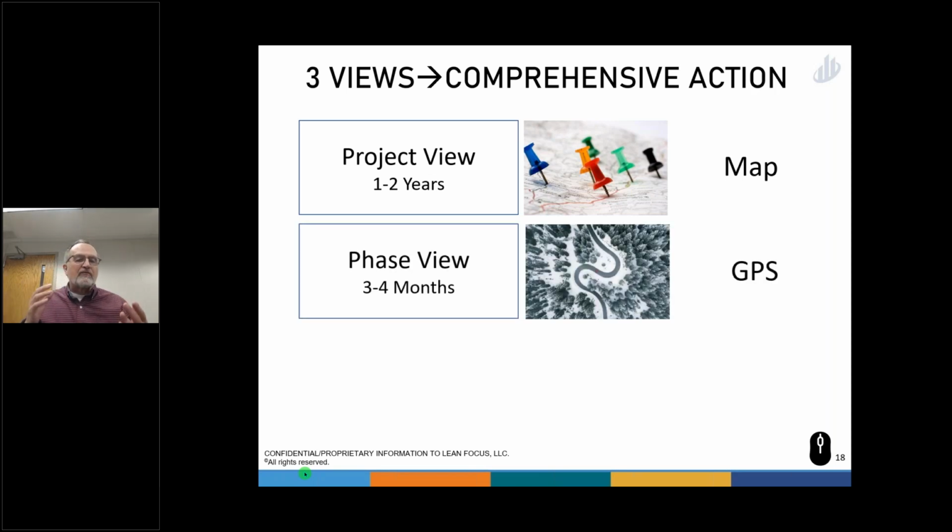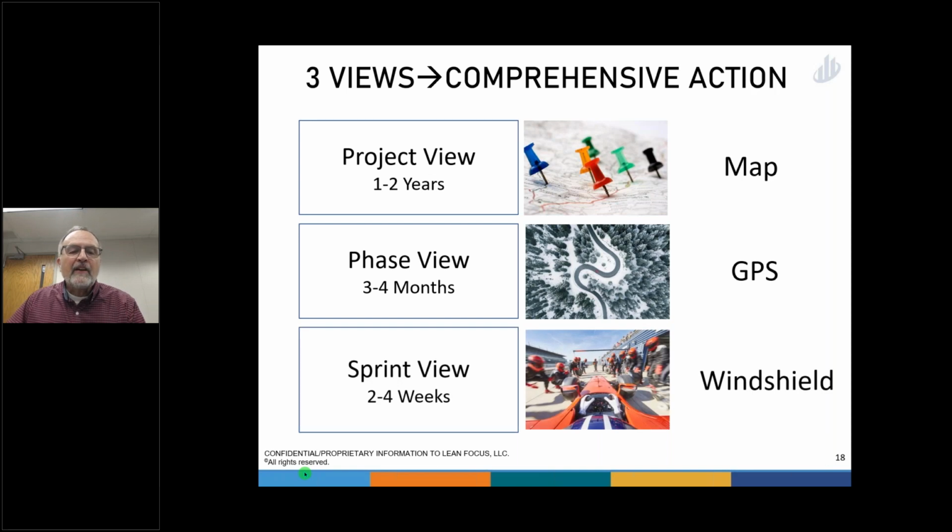Then there's a phase view. When we've defined in our phase gate system, phase 3 to phase 4 looks like this. That's a narrower view of the project. It's a piece of the project, and think of it like a GPS. And then finally, think of the sprint view, when people are actually doing work on a short term. They're thinking shorter term. What am I going to get done this week? And that's more like looking out the windshield.